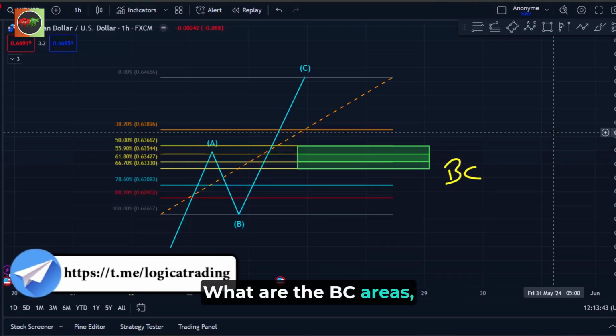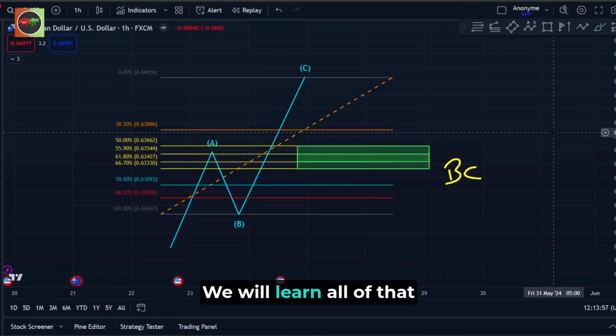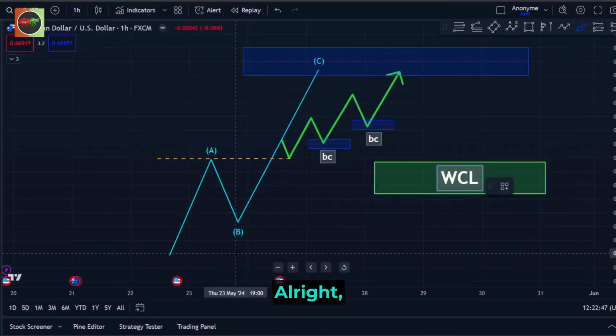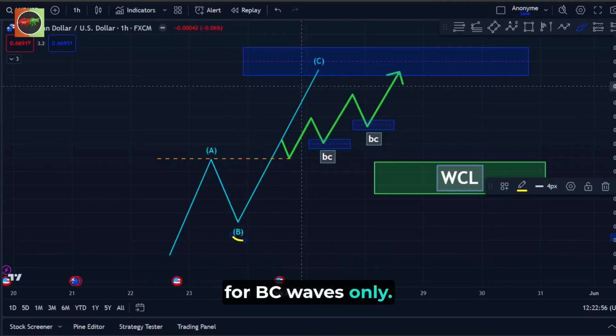What are the BC areas? How do we identify them? And what situations should we be cautious of? We will learn all of that in this segment. Alright, the first thing we need to understand is what the BC areas are. BC areas are correction zones for BC waves only.